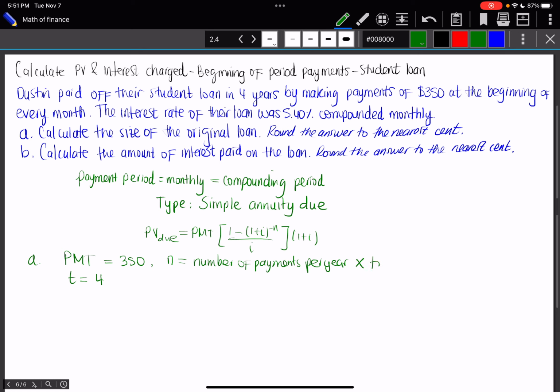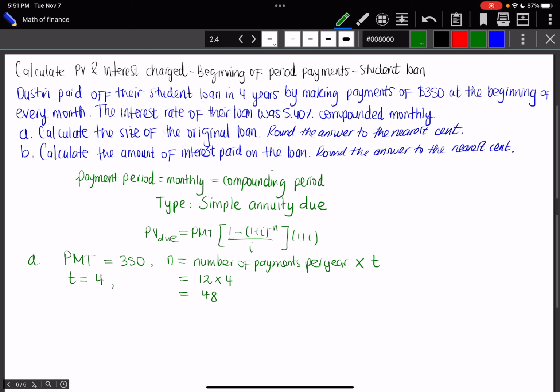So we have multiplied by T. Because Dustin made payments every month, the number of payments per year is 12. And then the number of years is 4. So N equals 48 in our problem.